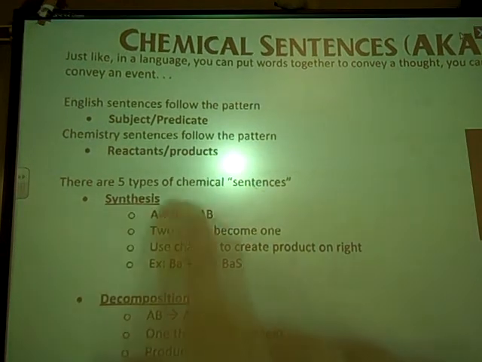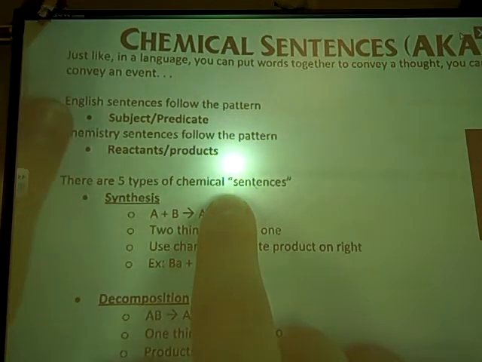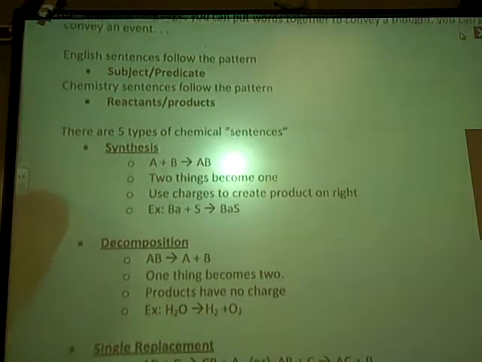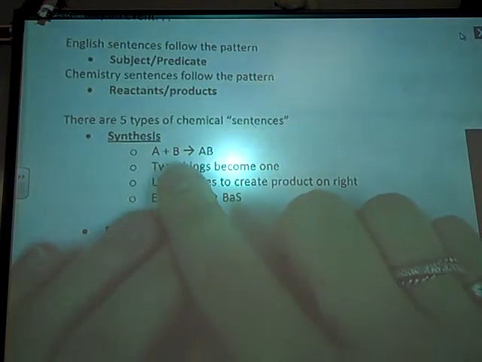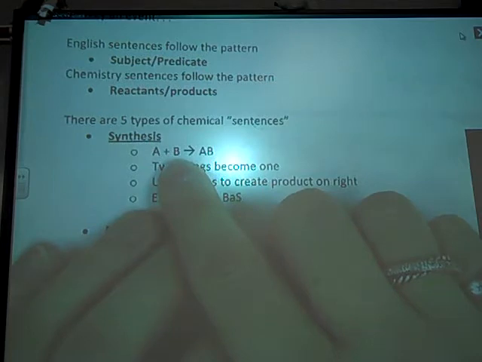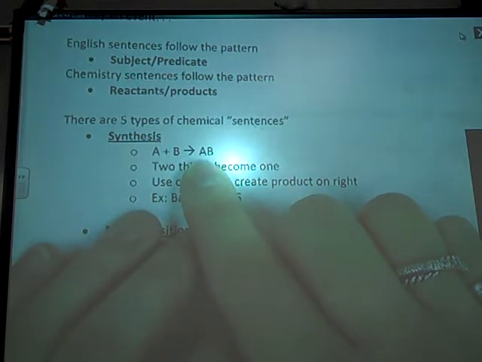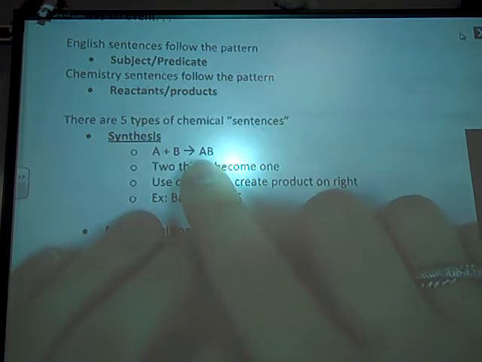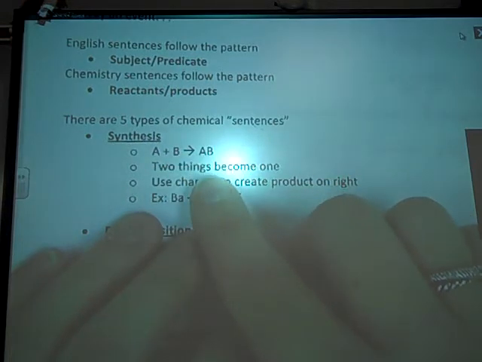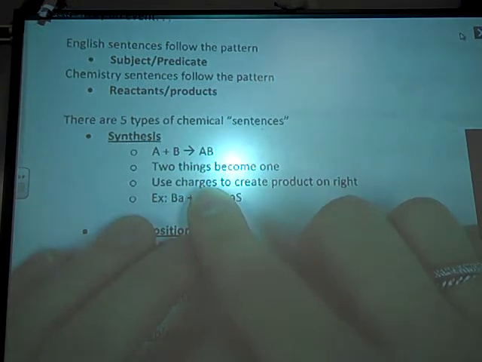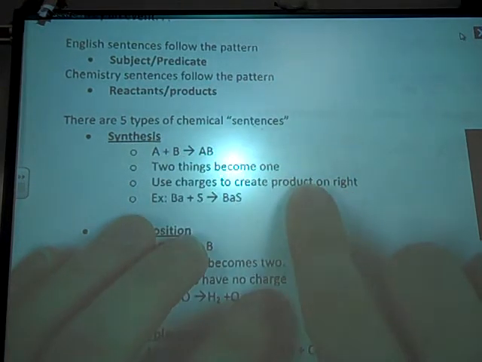We have 5 different types of chemical sentences that are summarized on the front page of the sheet that you should be looking at. The first one is called a synthesis reaction. A synthesis reaction is 2 elements being added together, reacting together to form a single compound. A compound, if you remember, is 2 or more atoms stuck together via chemical reaction. An element is anything that you find on the periodic table, a single element. So this is 2 single things combining to make one. You're going to be using the charges of whatever elements you're talking about over here on the left in order to create the products on the right.